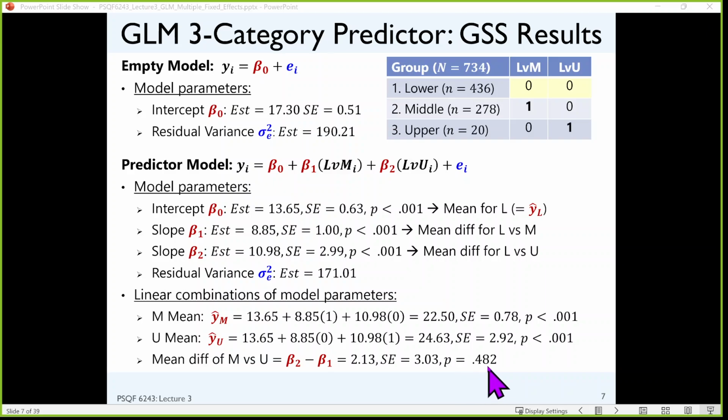The corresponding p-value is 0.48. In English, that would mean if the null hypothesis were true, if there is no difference between the middle and upper groups, we would see a difference of 2 or greater 48% of the time. How often would we see this result if the null hypothesis of 0 slope were true? That's what your p-value tells you.